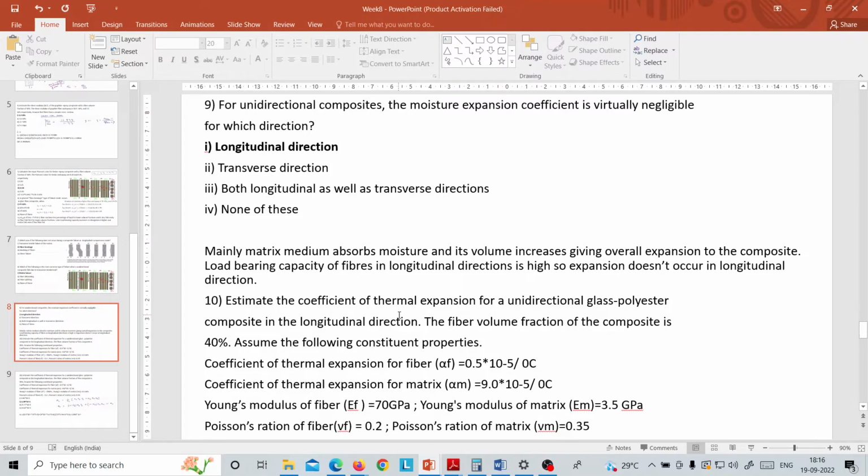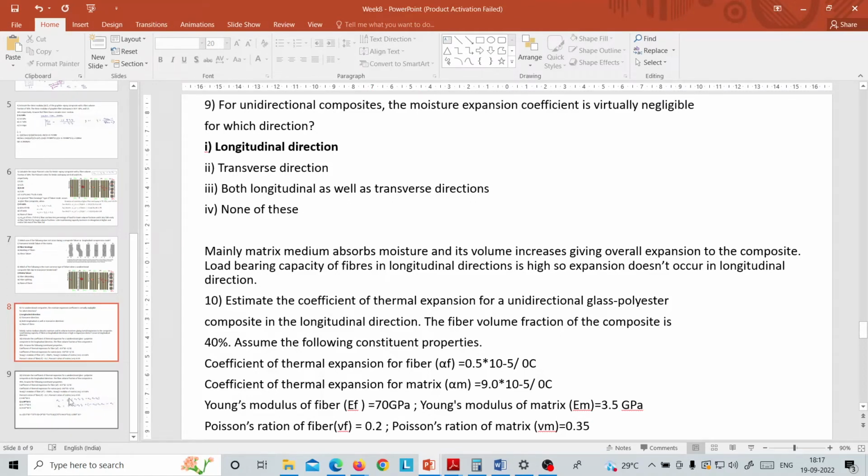The simple reason why no expansion is seen in the longitudinal direction is that the fiber has a high modulus. That is, Young's modulus is higher along the longitudinal direction, and therefore the fiber will not strain as much as the matrix, and therefore the composite volume will more or less remain the same, and no expansion would be seen.